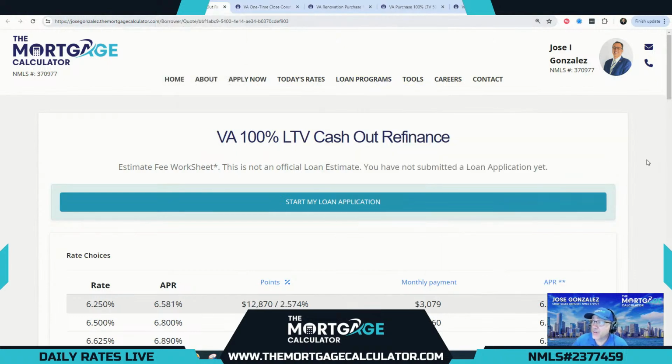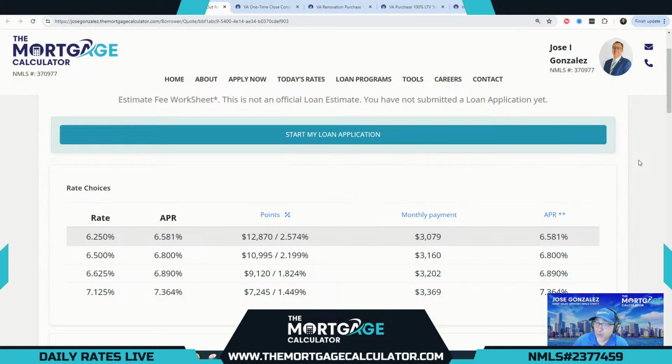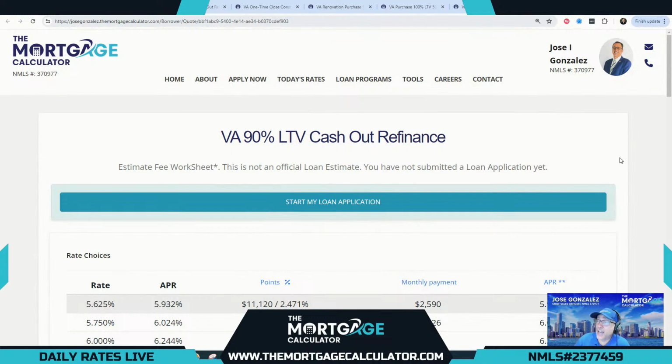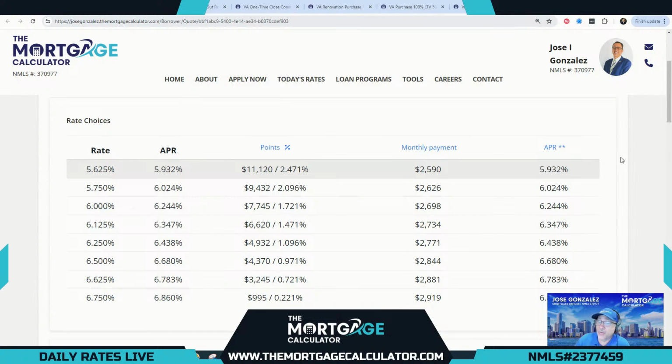And now for some refinance options. Great news is that VA does have a 100% LTV cash out refinance option. 7.125 is our lowest cost option, and you can buy that down to 6.25%. And our standard VA 90% LTV cash out option, great rates on this one as well. 6.75 is our lowest cost option, almost at par at a cost of 0.221. And you can buy that down to 5.625%.